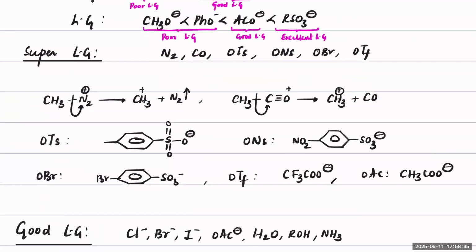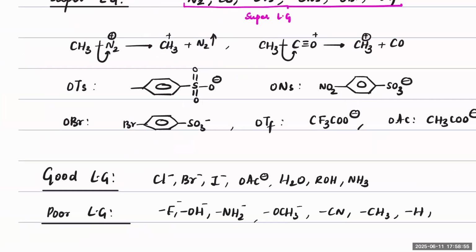Next. N2+, OTs, ONs, OBs, and OTf. All of these are super leaving groups. Super means very easily they can leave. None beta. These are all super leaving groups. How is it? Check out one by one.